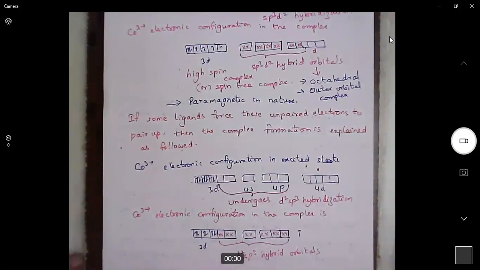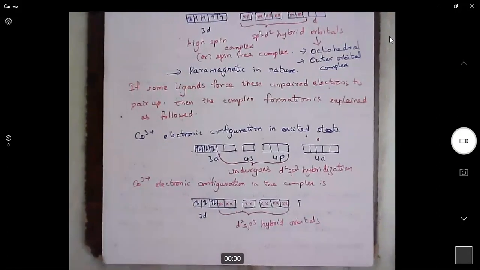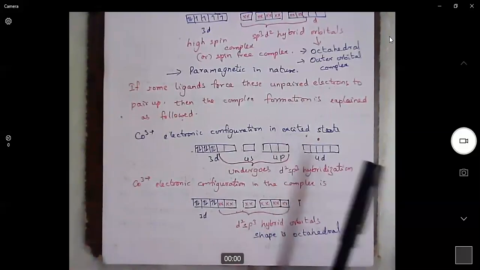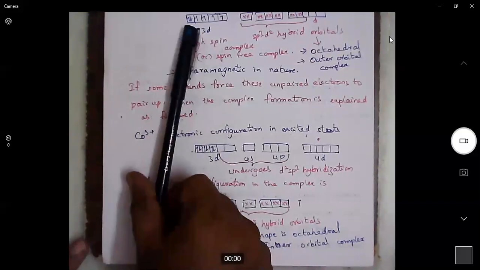Now it is d2sp3 hybridization. Though it is d2sp3 hybridization, the shape is octahedral. With sp3d2 hybridization and d2sp3 hybridization, the shape is octahedral. Here we are using the inner d orbital, the 3d orbital, for hybridization. So it is called an inner orbital complex. In the above case, we have four single electrons.